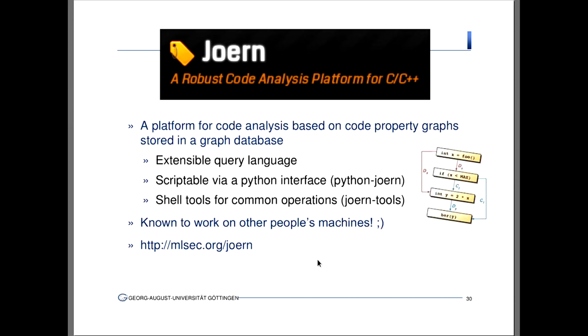traversals. They're called pipes, and you can immediately use them. It's scriptable via Python, because so many people like Python. I also wrote a couple of shell utilities that you can use for day-to-day auditing work. And it's known to work on other people's machines, which I'm very, very proud of. You can download it here.